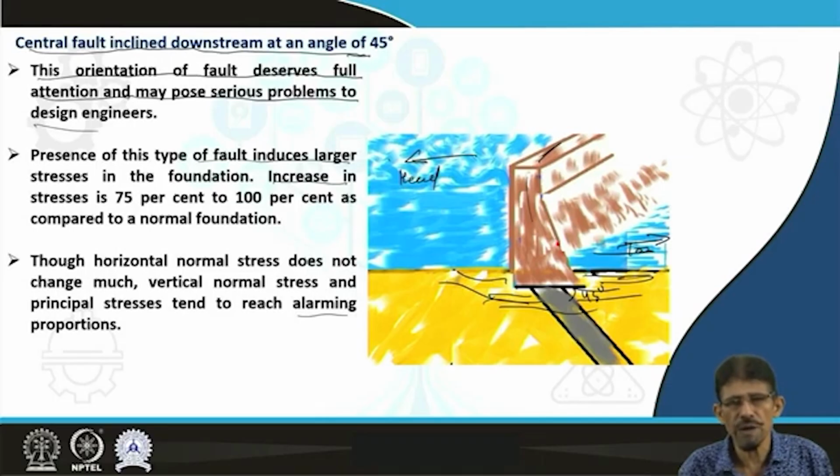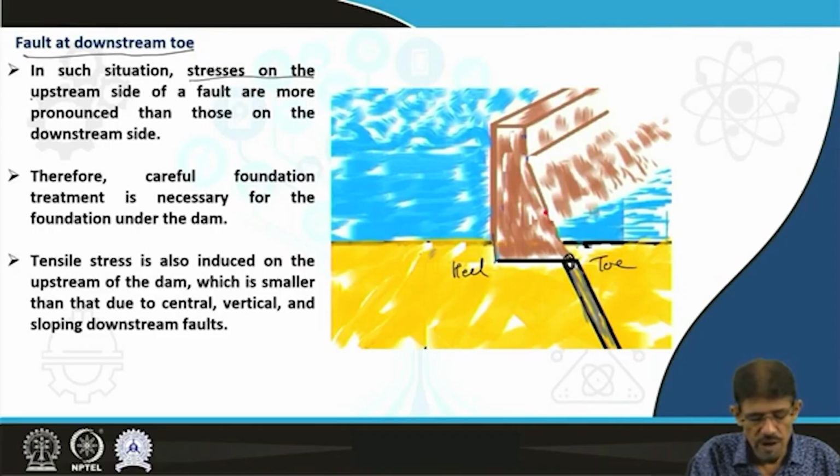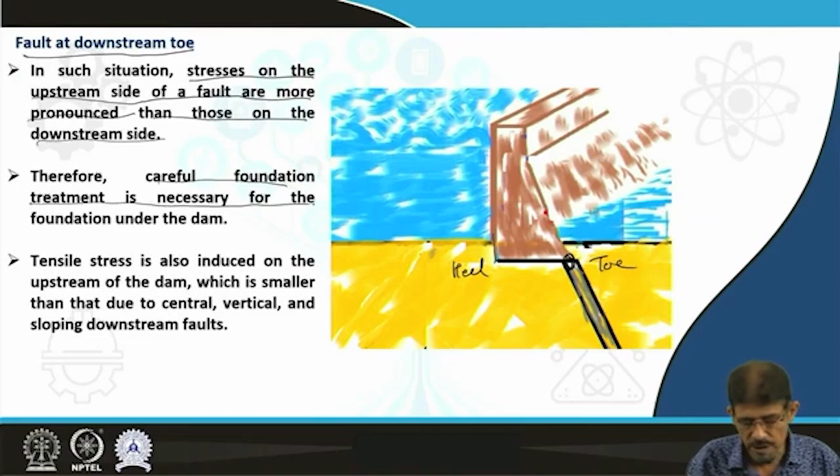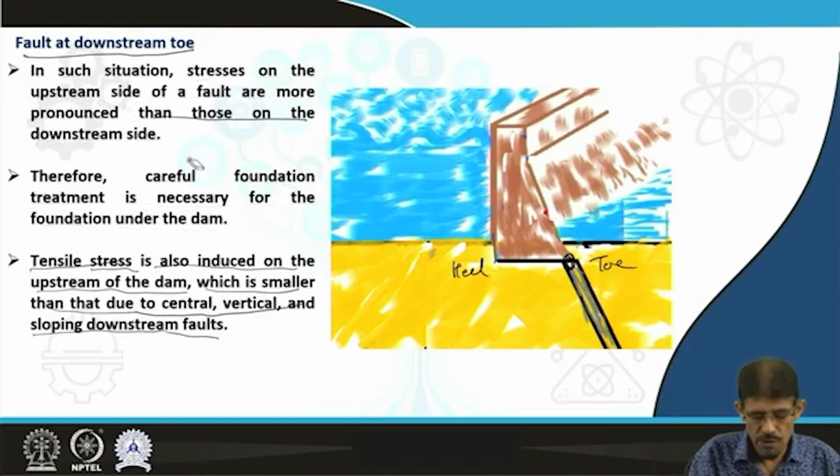Survivability means long-term safety. The fault at the downstream but located near the toe side, we have already discussed. This is the heel side and this is the toe side. In such a situation, the stresses on the upstream side of the fault are more pronounced than those on the downstream side. Therefore, careful foundation treatment is necessary for the foundation under the dam. And in the tensile stress condition, tensile stress is also induced on the upstream side at the dam site, which is smaller than that due to a central vertical and sloping downstream fault. So this situation also requires proper treatment, precautions and measures.